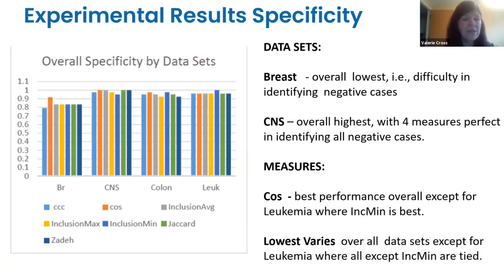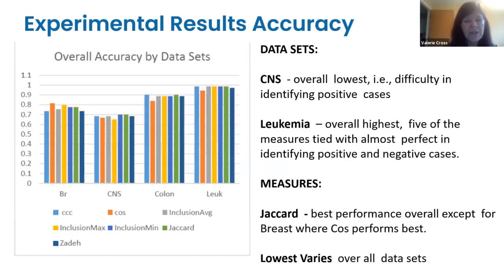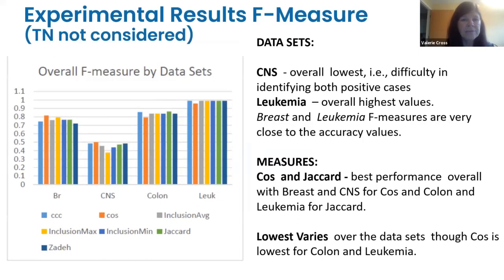And we did that for specificity. It's interesting that for all the data sets, for the most part, except for the breast data, all of them were over 0.9 for identifying the negative cases of cancer. The breast was the lowest, and interestingly enough, CNS, which had the worst sensitivity, seemed to have the best identification of true negatives. And we did this for accuracy, and we also did it for the F measure.